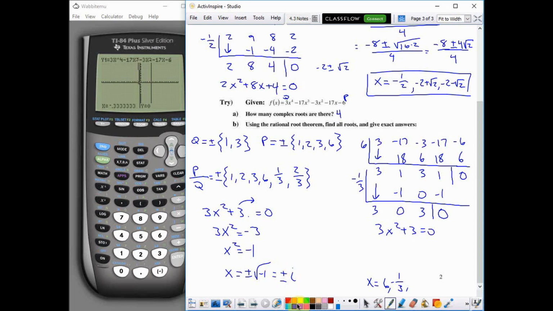And that explains why I only saw 2 intersections here. There's only 2 real roots, which means 2 are non-real. i and the opposite of i are my remaining 2 roots. And so I can put a box around those 4 roots. Those are the solutions to my equation.